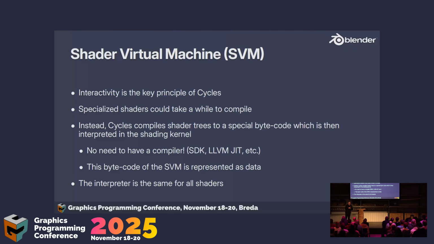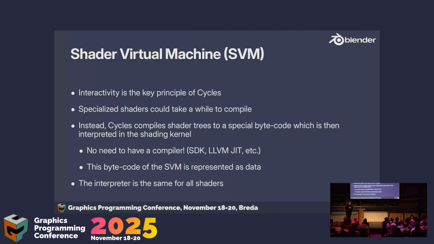Instead, we'll talk about the shader virtual machine. So what is this shader virtual machine? The interactivity in Cycles is one of the key points which we want to achieve. We want artists to be able to tweak their node graphs and the parameters in the shading, and have as instant a response in the viewport as possible. And compiling specialized kernels could be time-consuming. It will inevitably lead to hiccups or even stutters in the interface, depending on the backend.